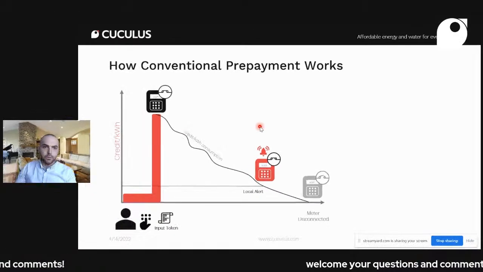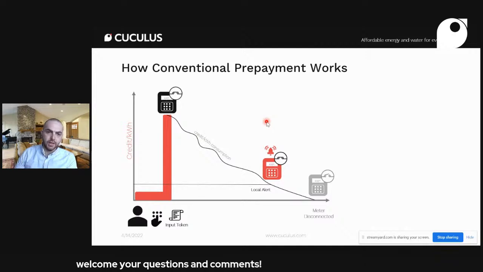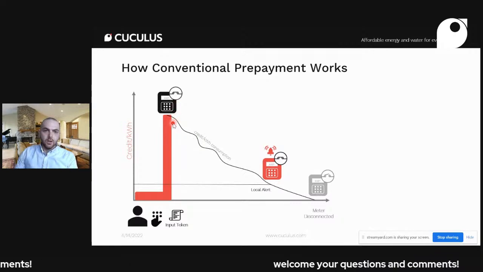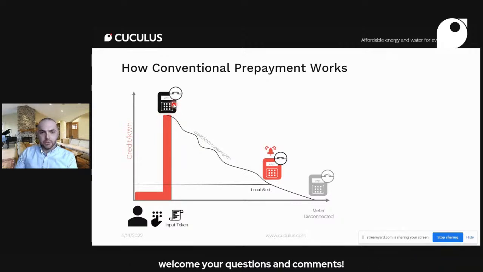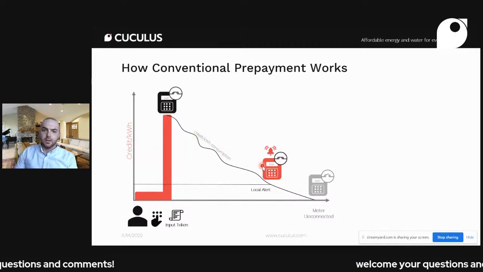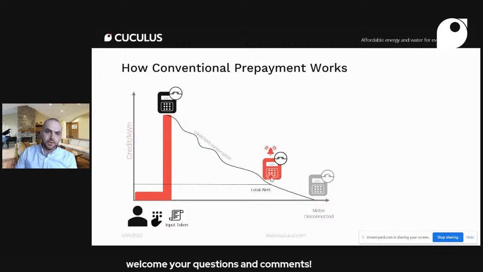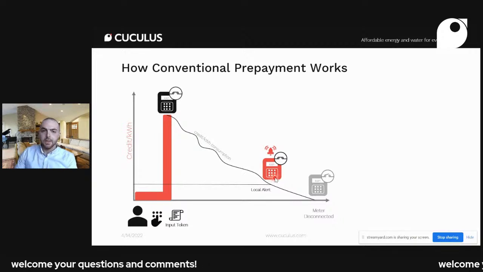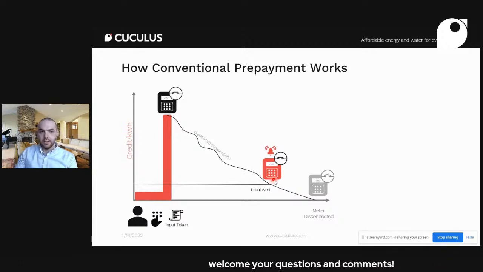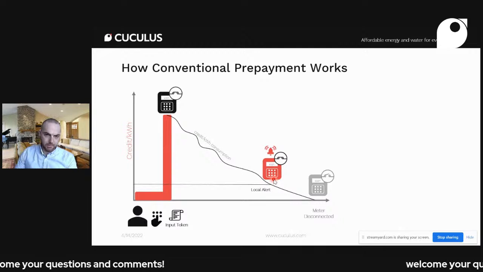Now, I also want to show you what happens after the customer inputs the tokens into the meter, and the meter is charged with energy. The customer will start to consume this energy gradually. After a certain period of time, when the credit and the energy in the meter are low, the meter will generate a local alert or alarm that tells the user, look, I am low in credit, please top up.